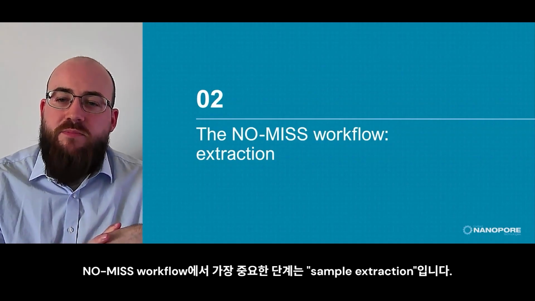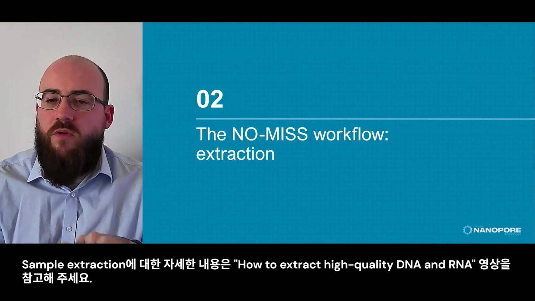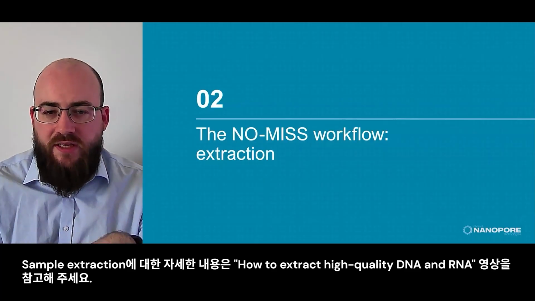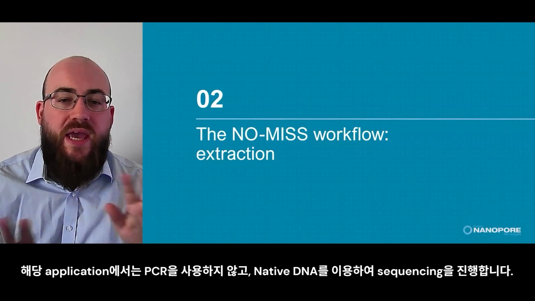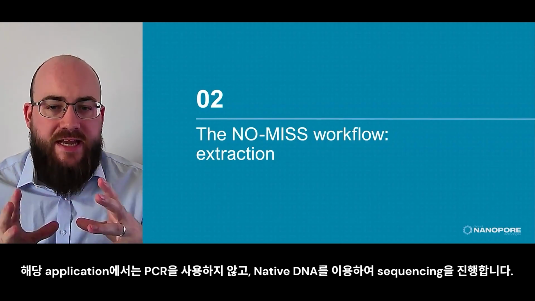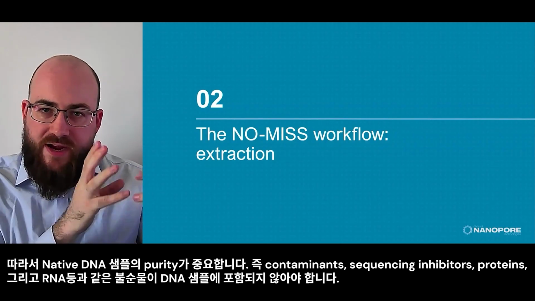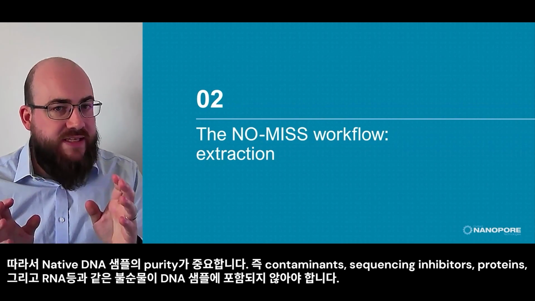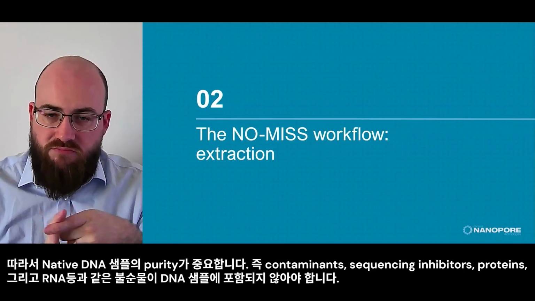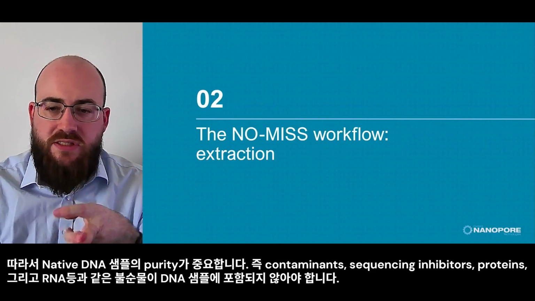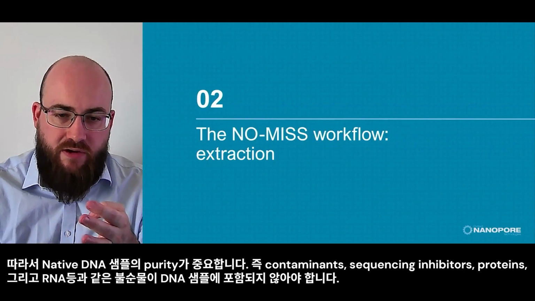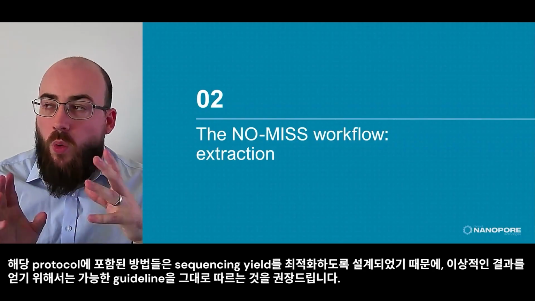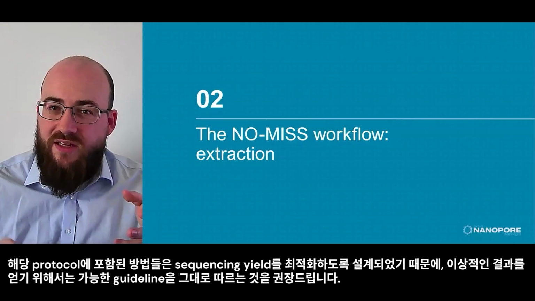Now, potentially the most important thing we're going to talk about is extractions. We've already had a great talk in this series by Vanya about extractions, so please check that out if you haven't done already. For this application here, we have no PCR. We are sequencing native DNA. So what you extract out is what we're going to sequence. That's what's going in. So it's really important that that extraction is free of any contaminants. It's going to be free of sequencing inhibitors, and it's going to be free of proteins and RNA. The methods here in this protocol have been optimized for sequencing yield, so we really recommend following them as closely as you can to get those best results.